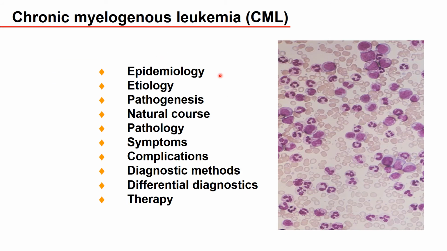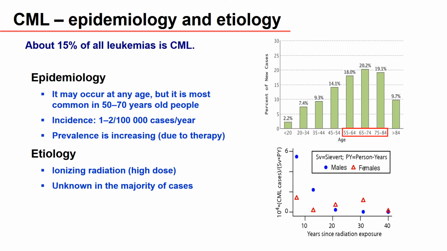Now again, very similarly, that's a peripheral picture when somebody has chronic myeloid leukemia, but we talk about the epidemiology and so on, the old situation I mentioned before. Now let's see the epidemiology and etiology. About 50% of all leukemias are chronic myeloid leukemia, so relatively a very common one. Then the other very common one, or the most common one, is chronic lymphoid leukemia that we will discuss later on. Epidemiology.